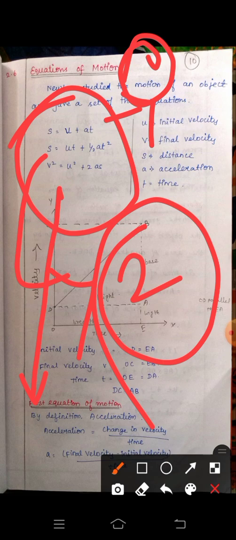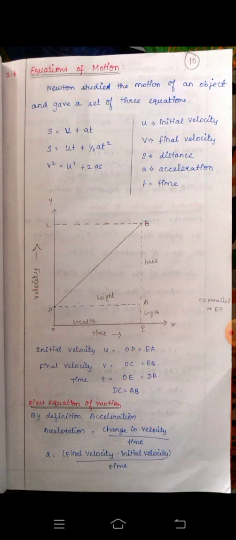First one is v is equal to u plus at. Second one is s is equal to ut plus half at square. And the third one is v square is equal to u square plus 2as. We are going to derive all these equations. Now, u is the initial velocity of the object, v is the final velocity, s is the distance, a is the acceleration and t is the time.